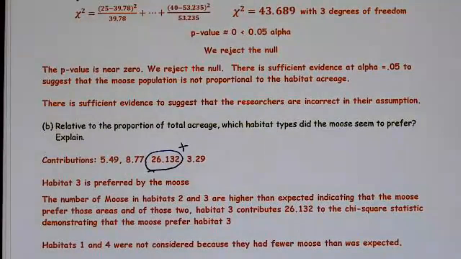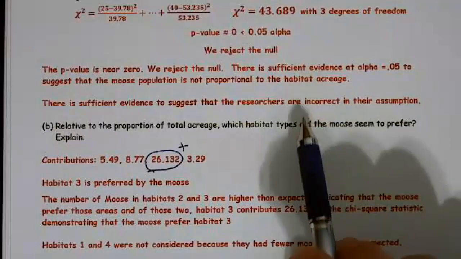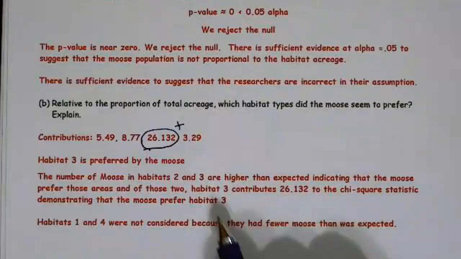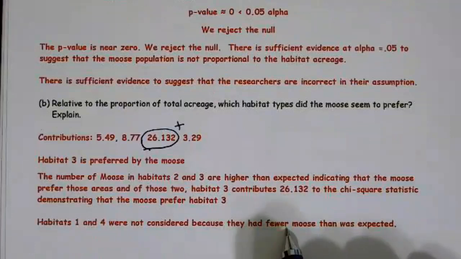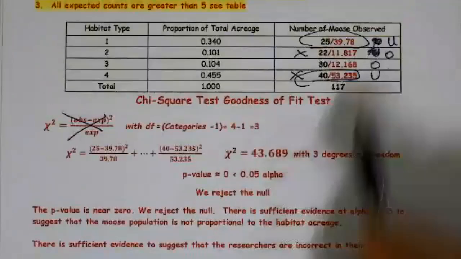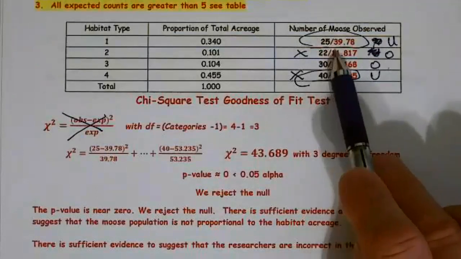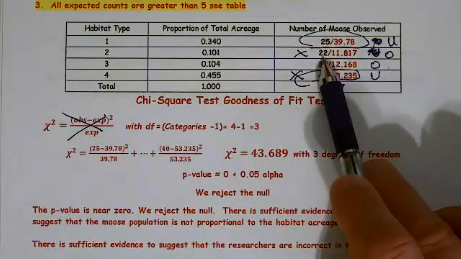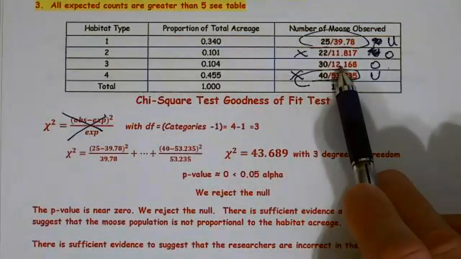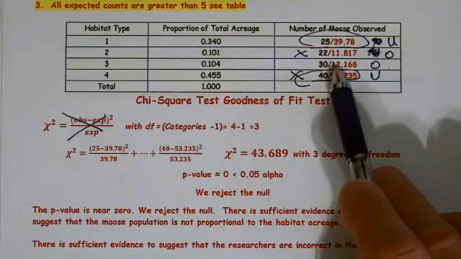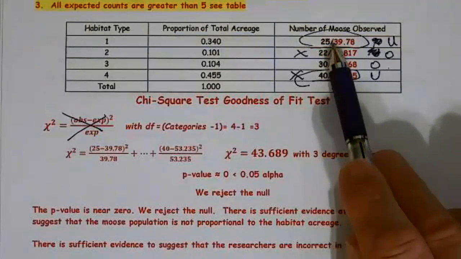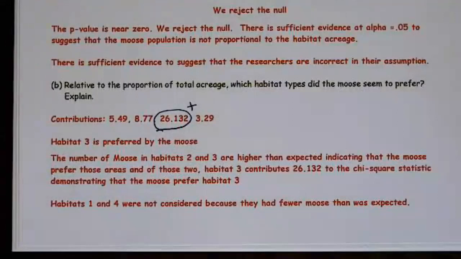So habitats 2 and 3 are higher than expected, and they prefer those two, but they prefer 3 the most. 1 and 4 were not preferred because they had fewer moose than were expected. What that means is we thought they were going to have about 40, but they only had 25. Here, we thought they'd only have about 12, but they had 22. Here, we thought they'd have 12, and they ended up having 30. So 2 and 3 they preferred. They didn't like 1 and 4. All right. So that concludes the one on chi-squared goodness of fit. The next one will be chi-squared test of independence.